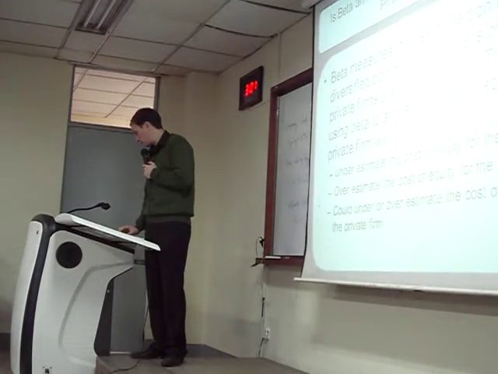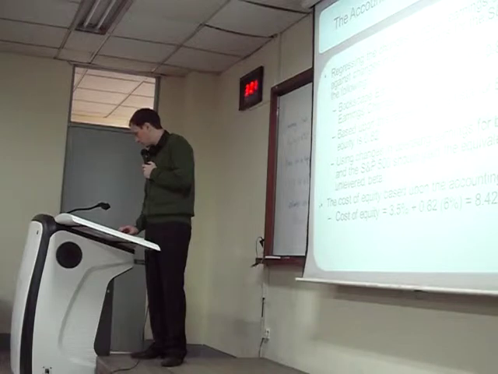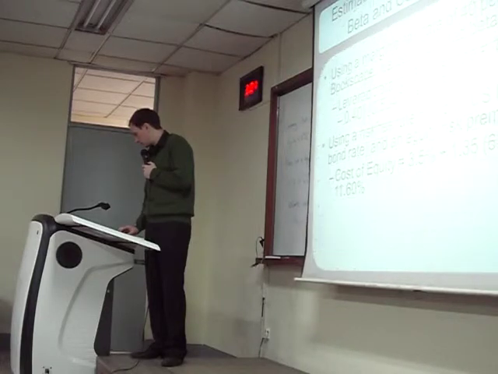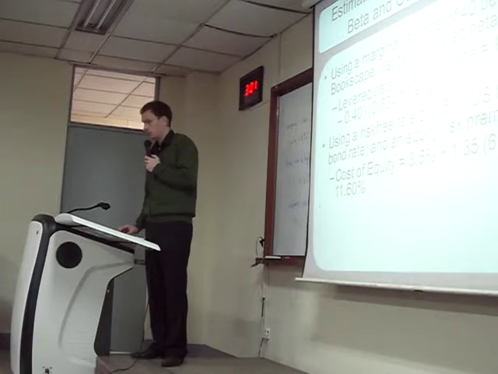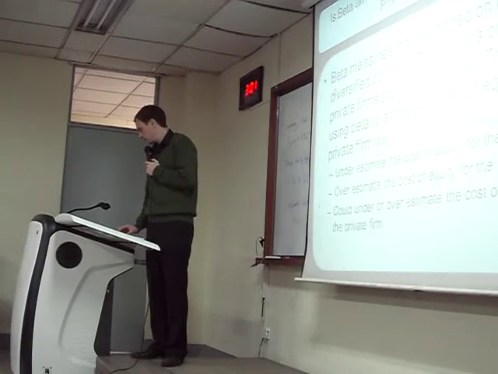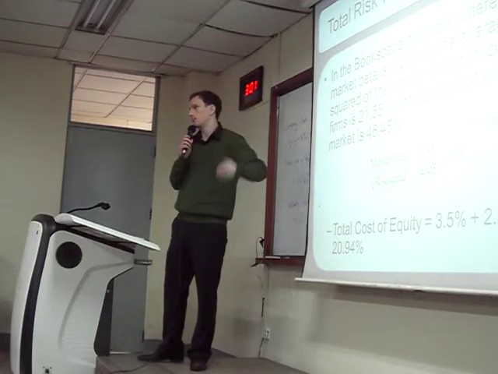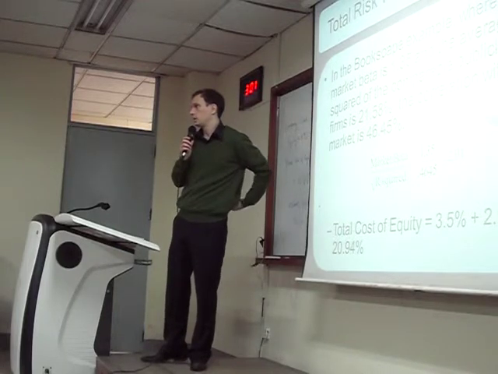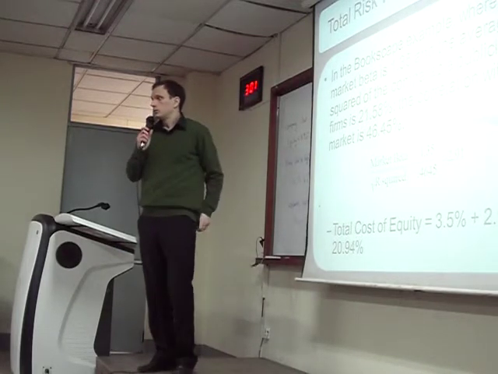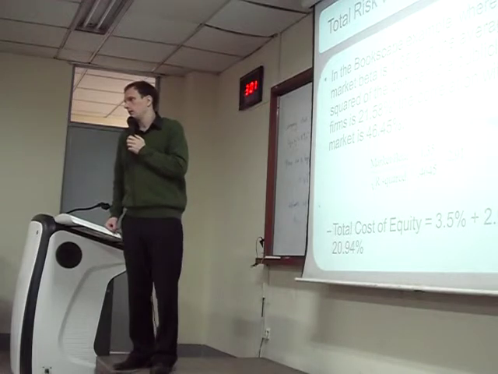We can see the difference here. If you were a diversified investor, we'll use this cost of equity, 11%. But if you're not a diversified investor, then it's going to change to 20%. We need to include all the other types of risk, which is usually diversified. Do you have any questions about this?